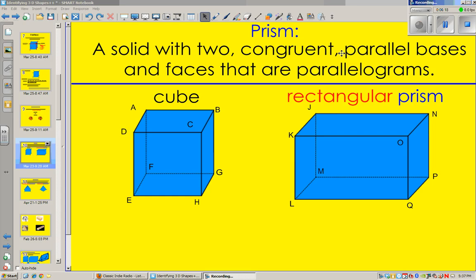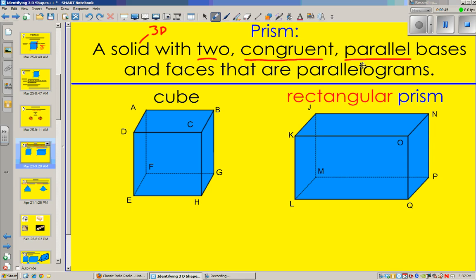So now it's time to jump into some 3D shapes and naming them. So here's some more vocabulary. We're going to start with prisms. A prism is a solid, so that means another way of saying that is that this is 3-dimensional. And it's a solid with 2 congruent parallel bases and faces that are parallelograms.